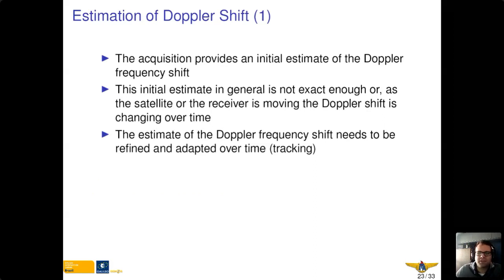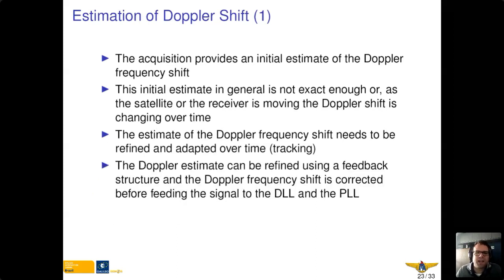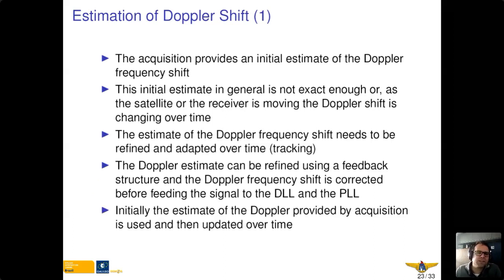So we need to have a Doppler tracking, frequency tracking. The Doppler estimate can be refined using a feedback structure, and the Doppler frequency shift is corrected before feeding the signal to the DLL and PLL. Initially, the estimate of the Doppler provided by acquisition is used and then updated over time.